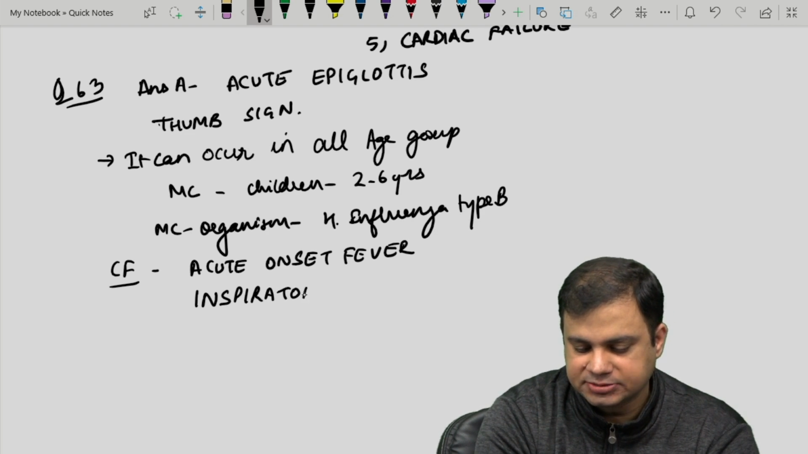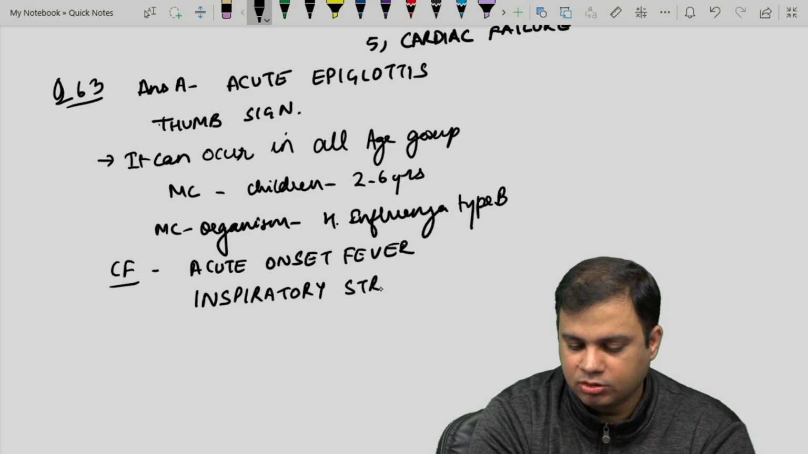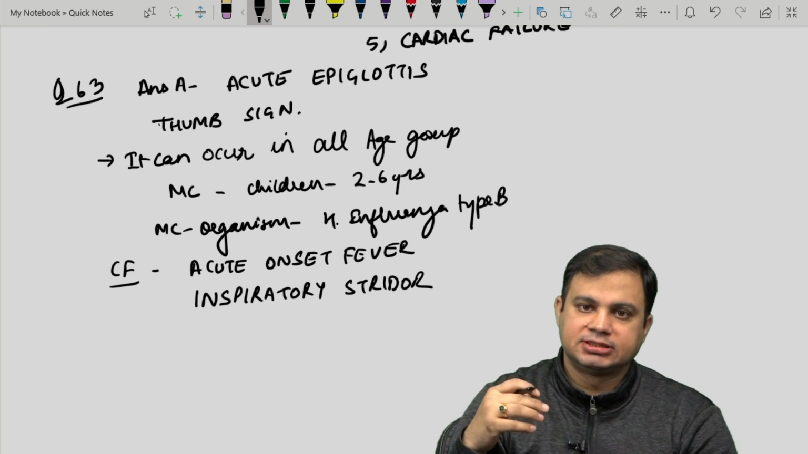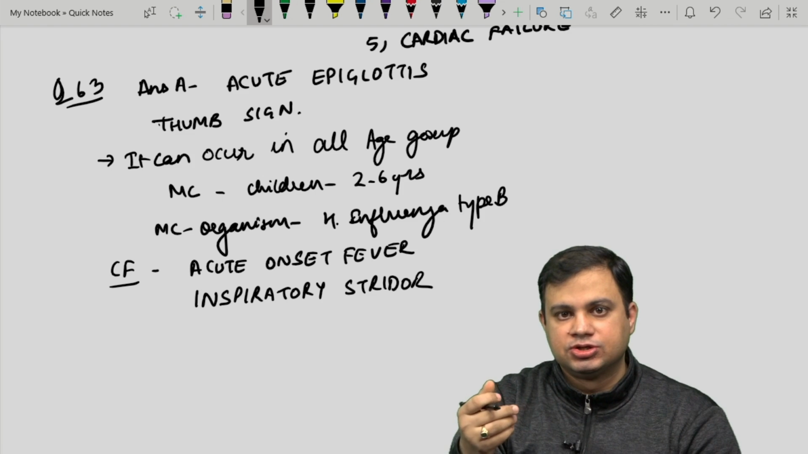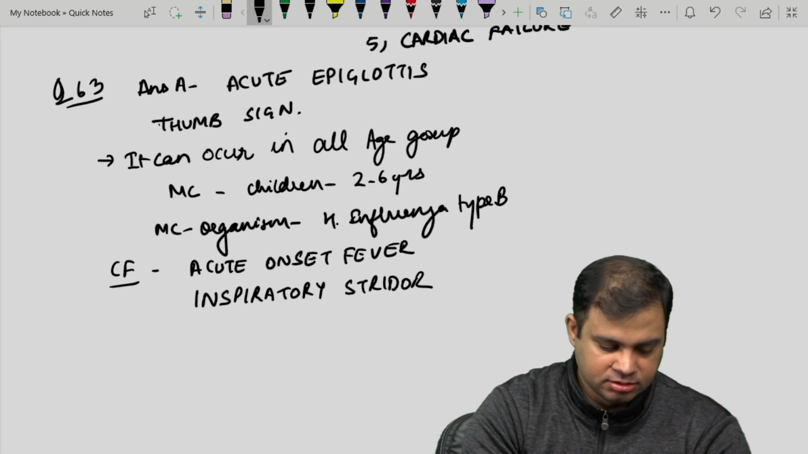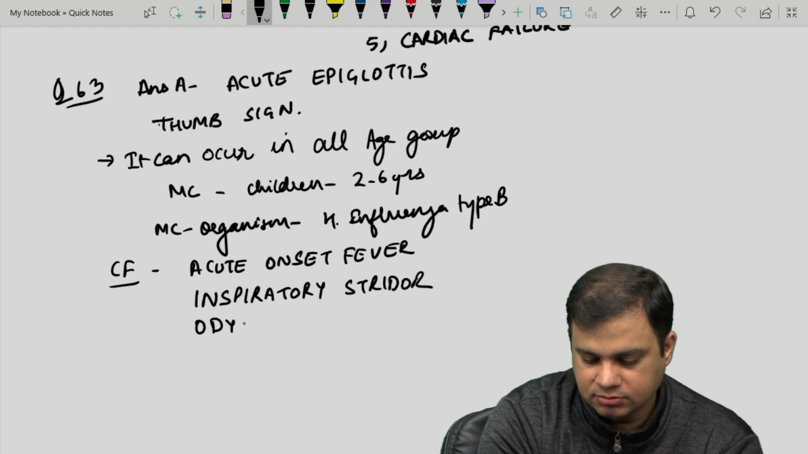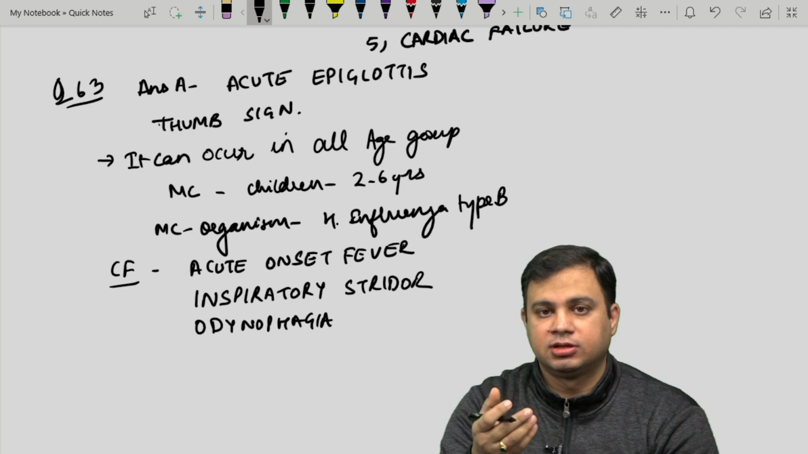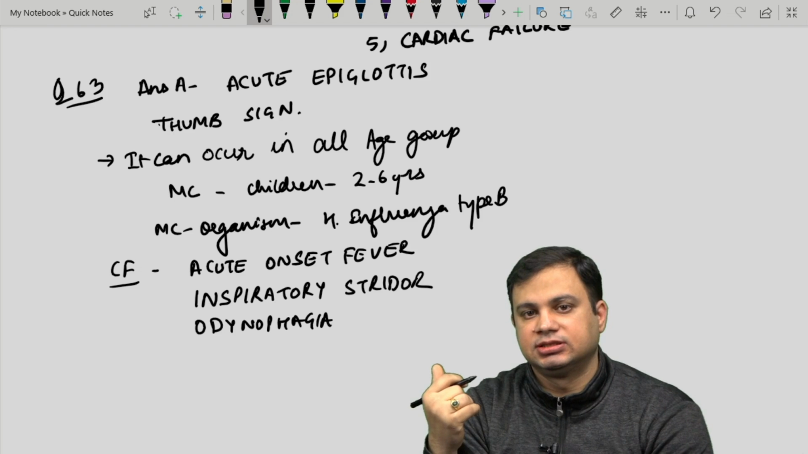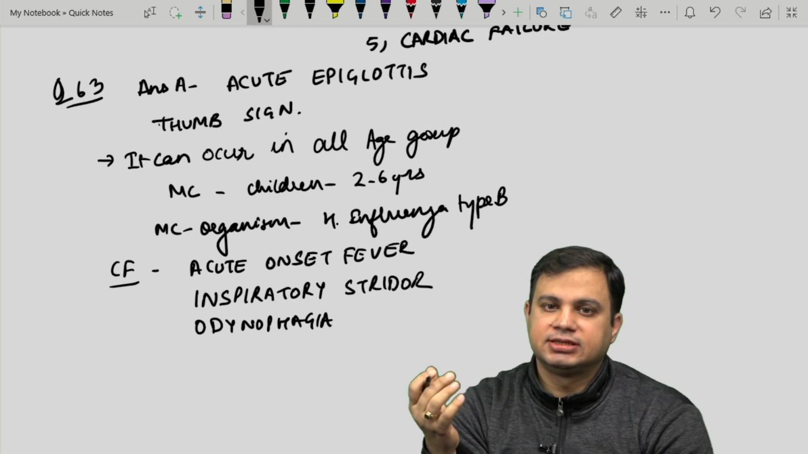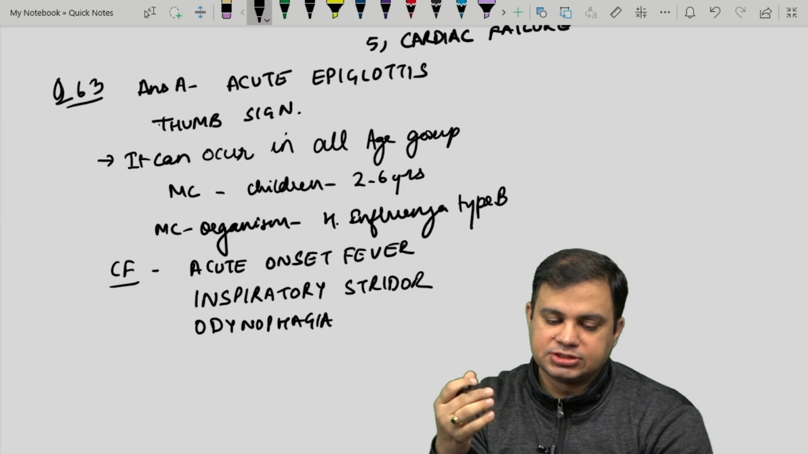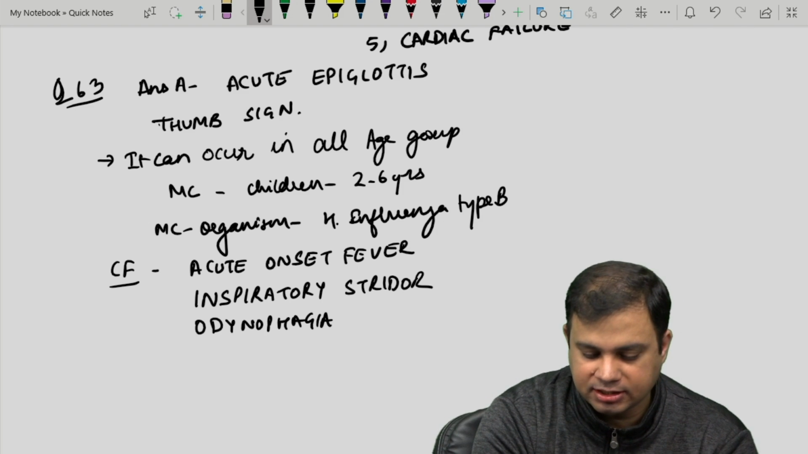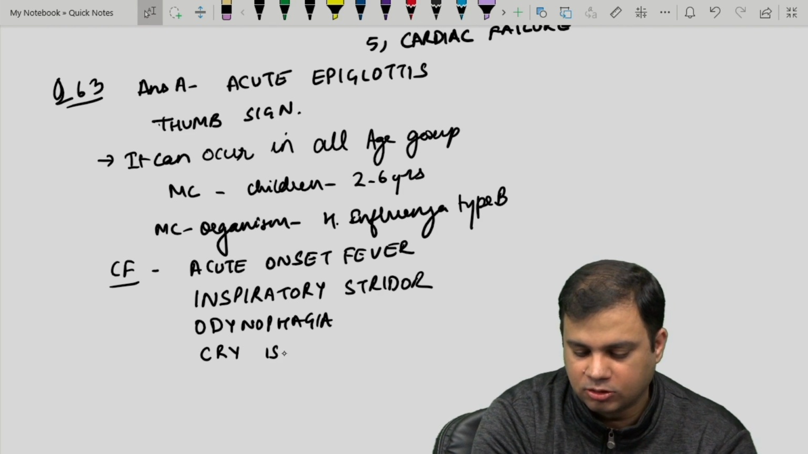Now the inspiratory stridor is because anything above the vocal cord will give you an inspiratory stridor and below the vocal cord will give an expiratory stridor. So the epiglottis is present in the supraglottic part, above the vocal cords, so the patient will have an inspiratory stridor. Then there will be odynophagia, because when we swallow our whole supraglottis moves, and moreover the epiglottis comes back and shields the larynx so that the food does not enter the airway tract. So the patient will have odynophagia because of the swollen epiglottis, but the most striking feature is the cry is normal in such patients.